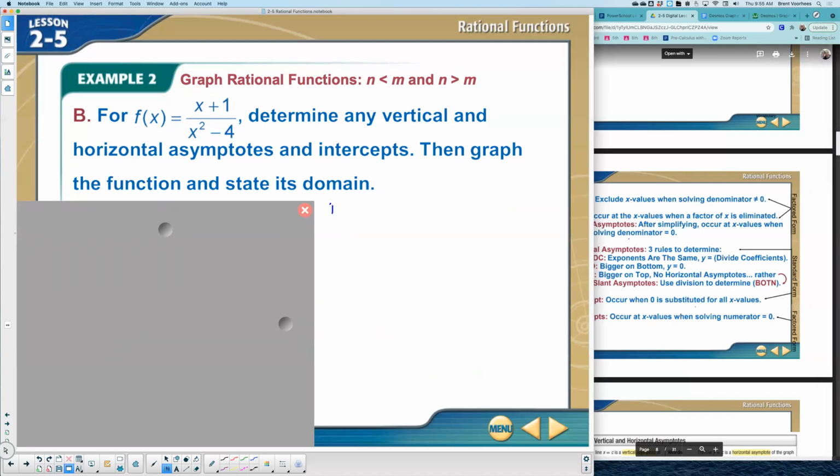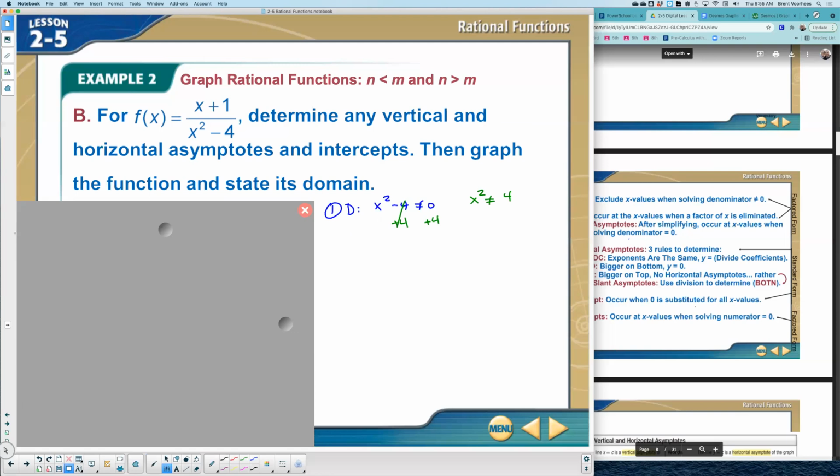Step 1, if I want to find the domain, how would I find my domain? Okay, x squared minus 4 cannot equal 0. What will we do first? We would add 4 to both sides, which means x squared cannot equal +4.